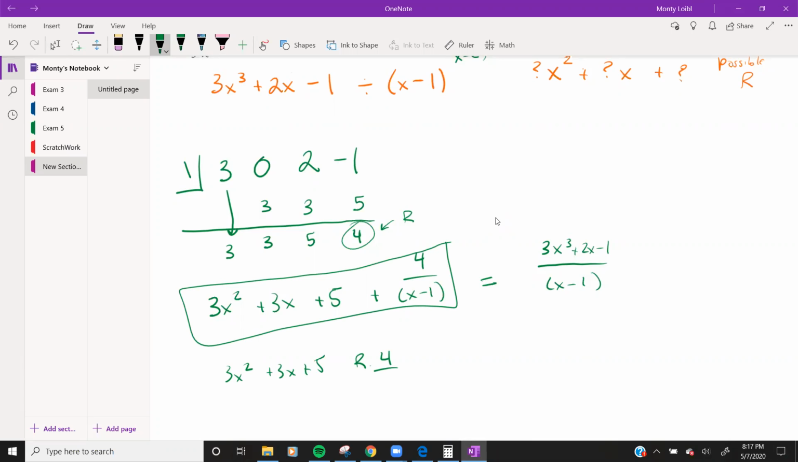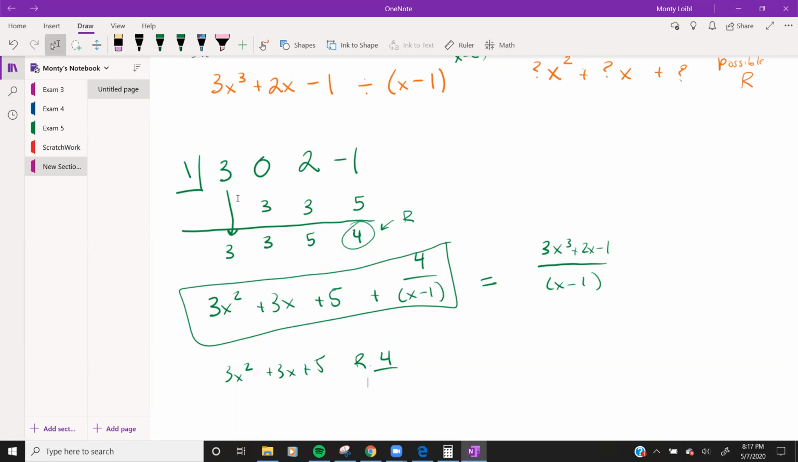Okay. So yeah, again, synthetic and polynomial long division do the same thing. With synthetic, there's a couple things you need to make sure of, like you have to pick the right number to do your synthetic division by. Again, choosing the root to be that.